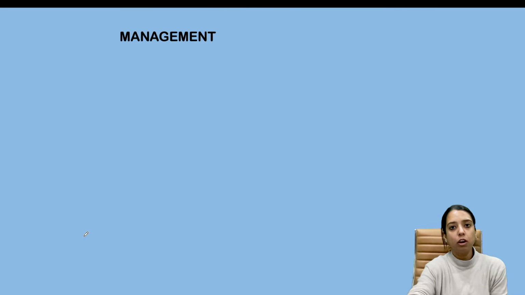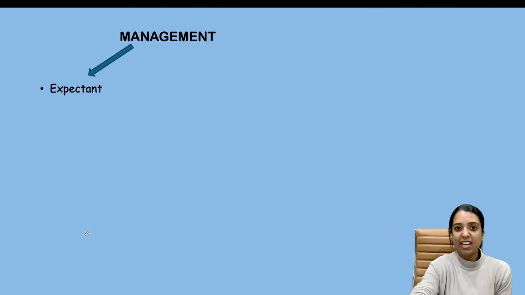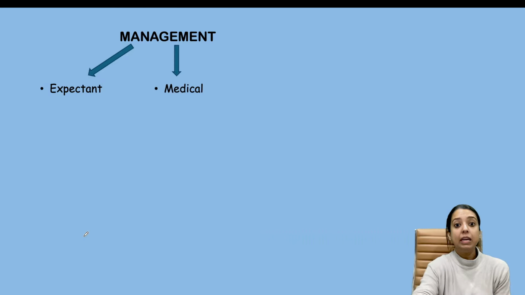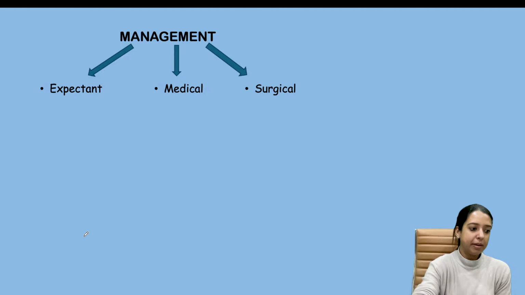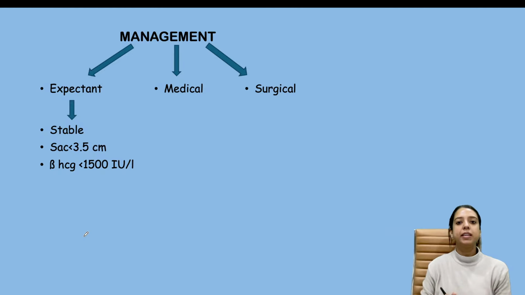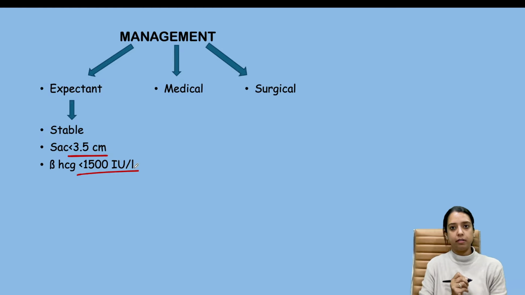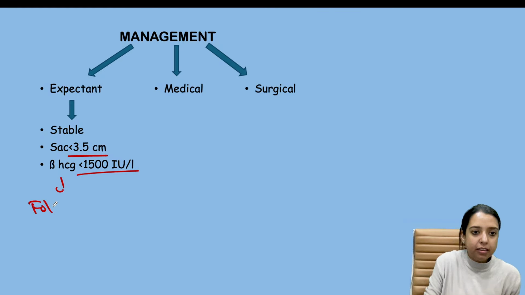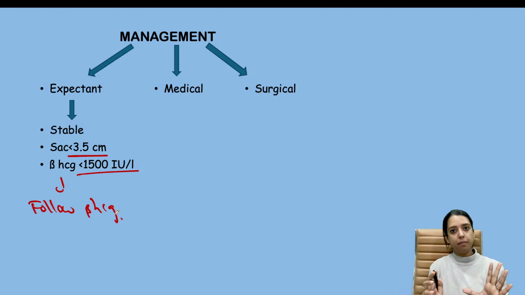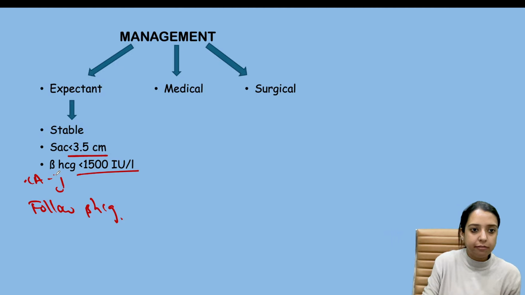How to manage ectopic? Now ectopic can be managed in 3 ways. Expectant, कुछ मत करो, don't do anything. Medical and surgical. Expectant में what do we do? Expectant में if she is stable, if the sac is small, small मतलब less than 3.5, and beta HCG is also less than 1500, then you just follow her up. How do you follow? You follow by titrating the beta HCG again and again. It will fall. Small sac, stable patient, less amount of beta HCG and cardiac activity absent. Very important.